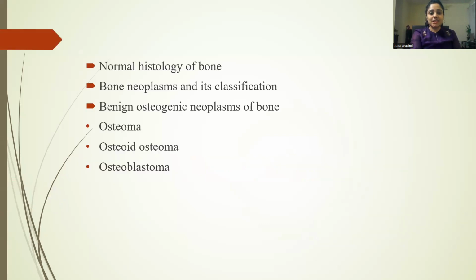I'll be discussing it under the following headings: normal histology of bone, bone neoplasms and its classification, and benign osteogenic neoplasms of bone, that includes osteoma, osteoid osteoma, and osteoblastoma. I'll be concentrating on the clinical, radiographic, and histopathological features.